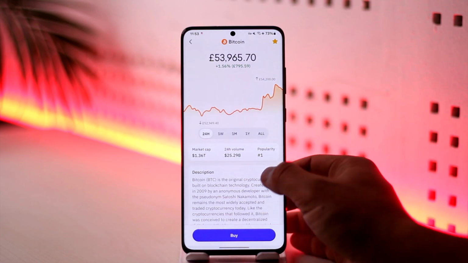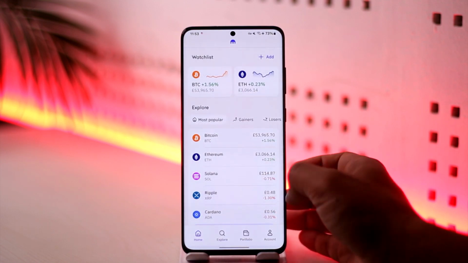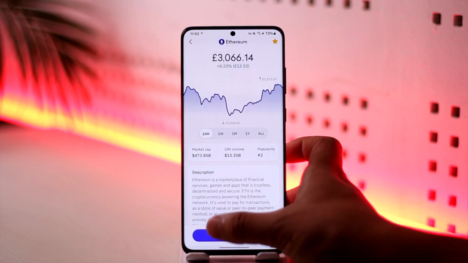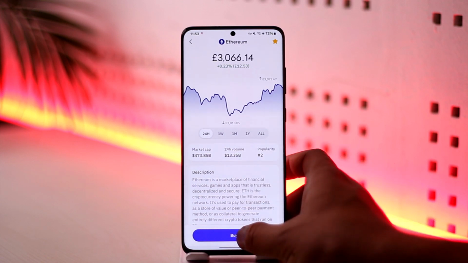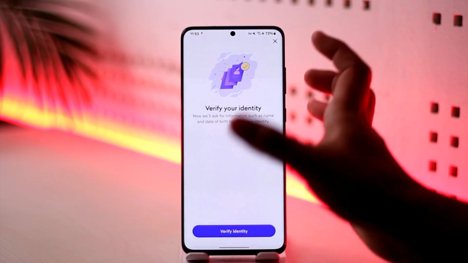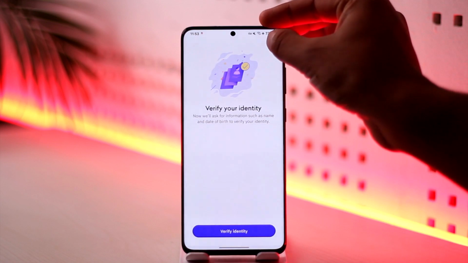So open up your Kraken application, log into your account, and select a crypto that you would like to purchase, which could be Ethereum, Bitcoin, or anything. Then you can tap the buy option here. Make sure that you verify your identity, complete the process, and buy it.